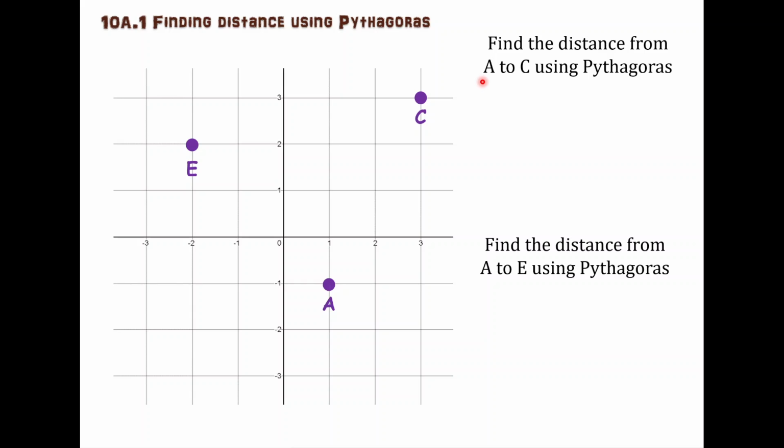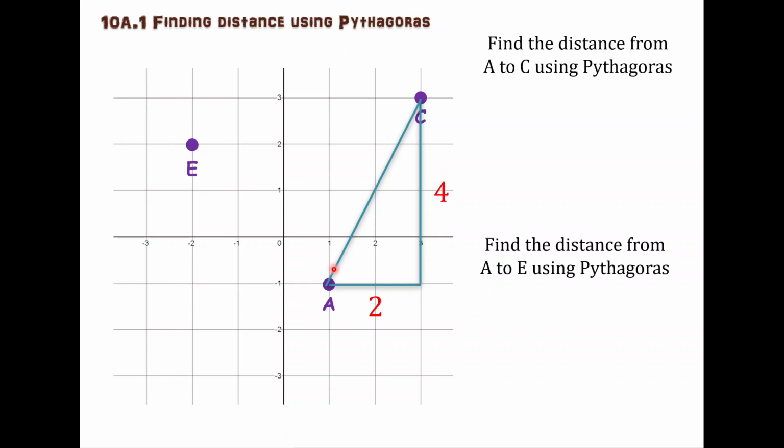To find the distance from A to C, count the distance horizontally, how far you have to go horizontally. So from A, you go horizontally 1, 2 units in the x direction. And then we can go up 1, 2, 3, 4 units. If I do that and join the line AC, so I can see the length of this line segment is the distance, then I have a right-angled triangle, which means we can use Pythagoras.